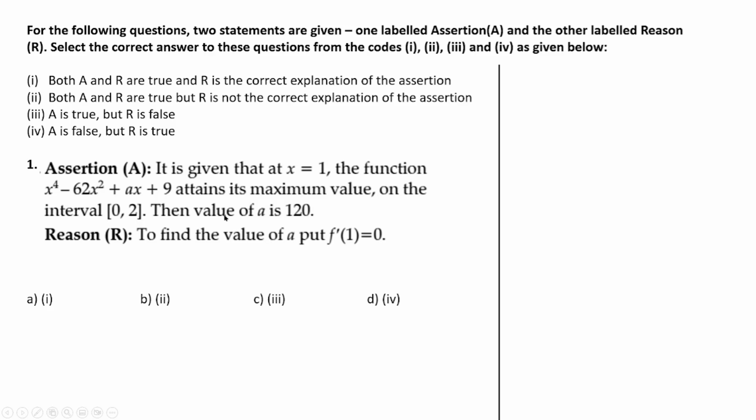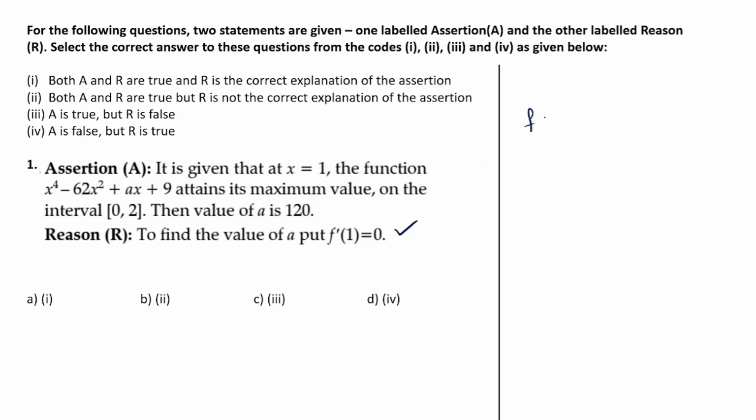Okay, so here we can see that the assertion is given. It is given that the maximum value for this function is attained at x equal to 1 on this closed interval [0, 2]. We have to find whether the value of a is equal to 120 or not. So to find the value of a, we have to put f dash of 1 equal to 0. So this is true. Here we can see that the reason is true. Now let us check whether the assertion is true or not.